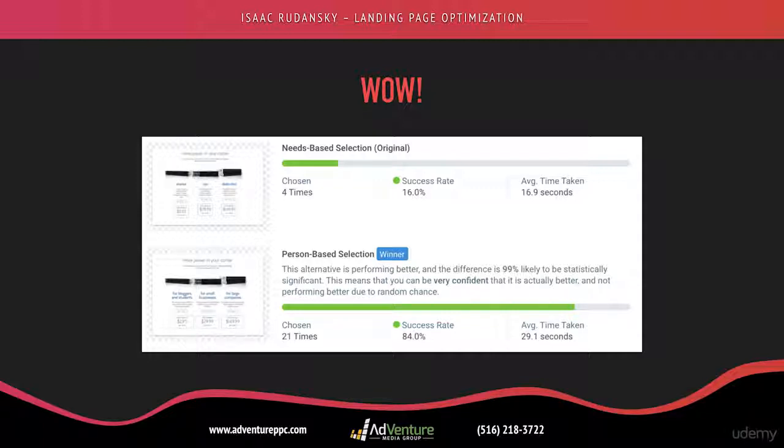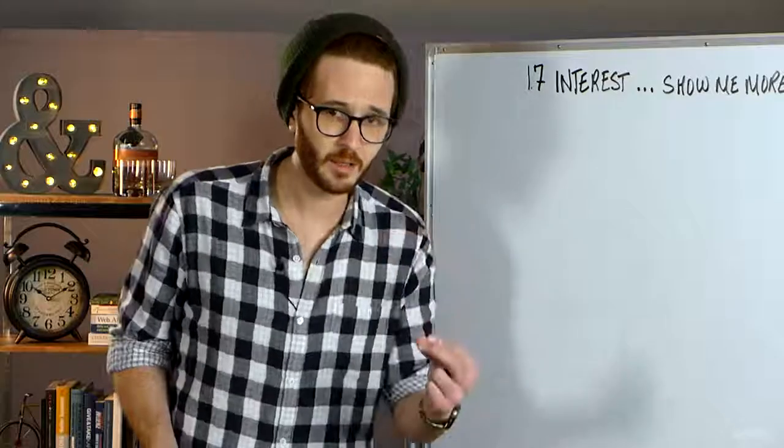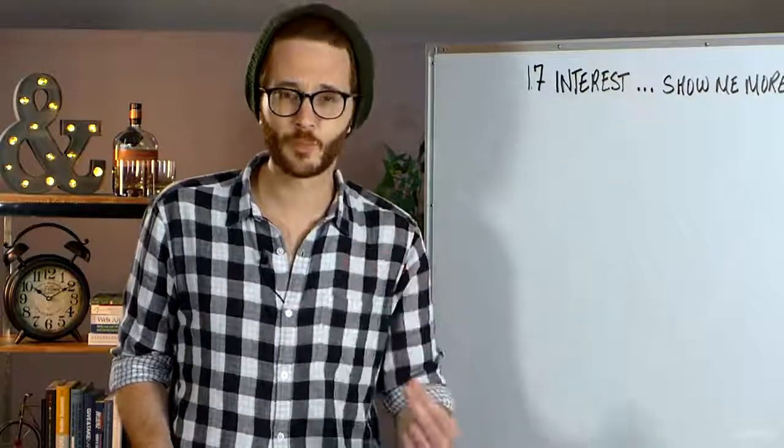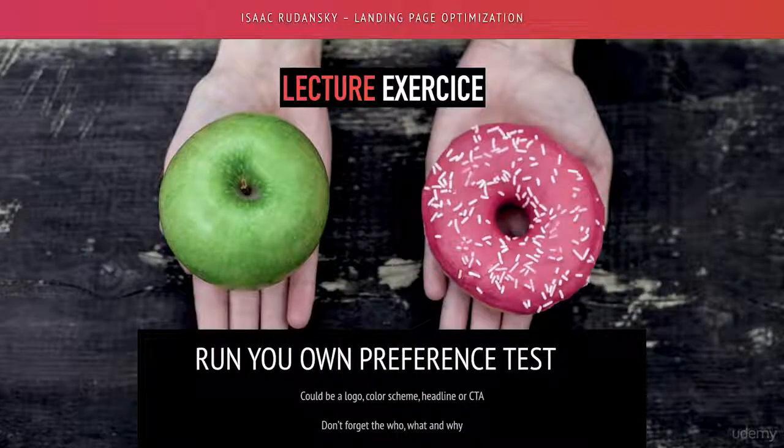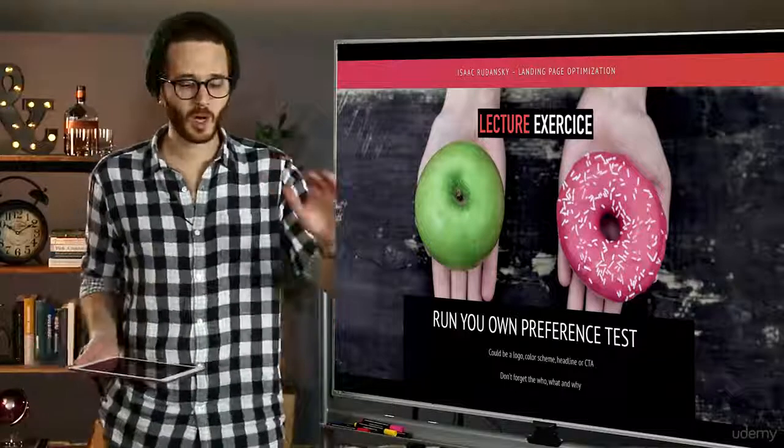So it's important for you to understand who your website visitors are and to get a sense of how you should display this information in a way that will make it as clear and as easy and as simple for your website visitors to understand. So here's a quick exercise. Very simple, right? Run your own preference test. You could be testing a logo, a color scheme, a headline, a subheadline, a call to action, your entire hero section, a pricing table, whatever you want to do.